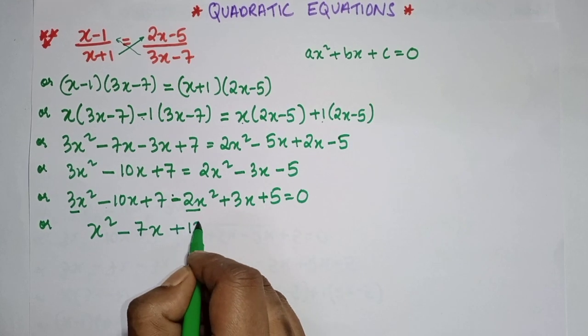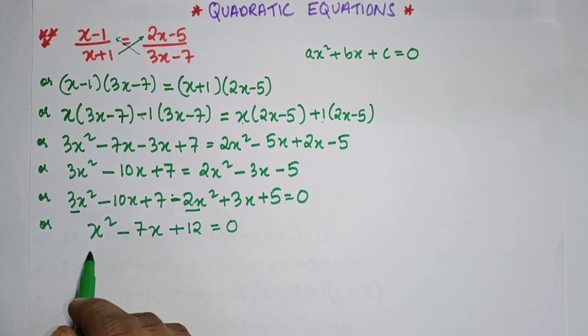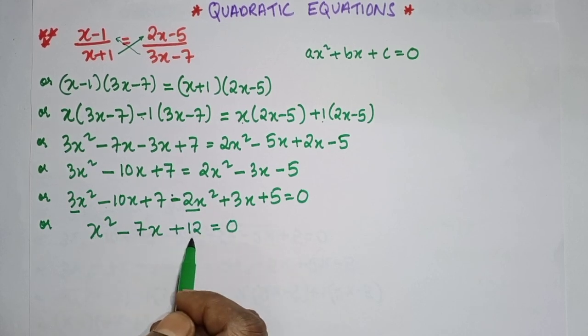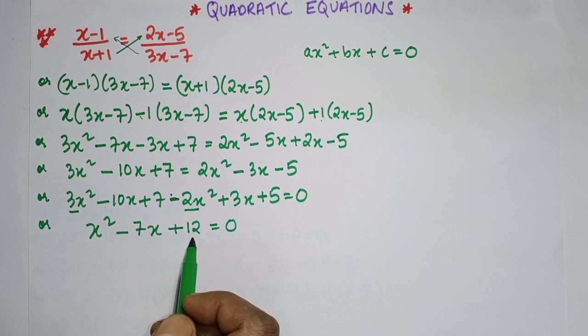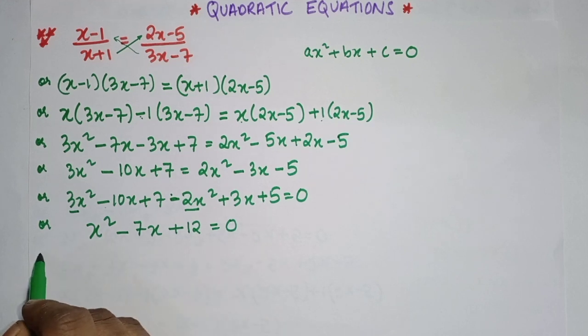So I got 12. So is it in the standard form? Yes. Ax square plus bx plus c is equal to 0. So I got the standard form. This carries 4 marks. Okay.